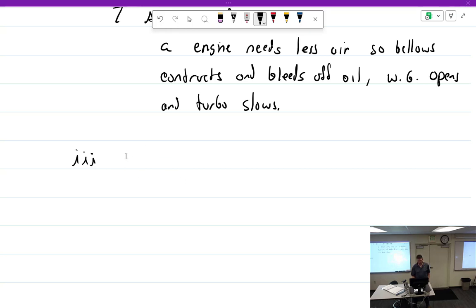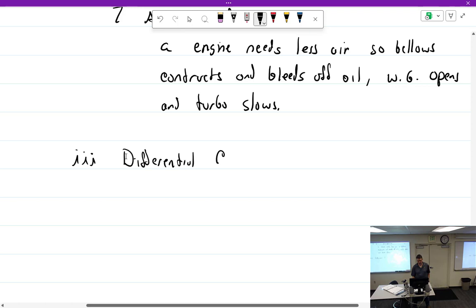Okay, the differential pressure controller. Oops, no, that's not at all what I wanted to write. This is why it's going to take so long, because it's not a differential compressor. Differential pressure controller.